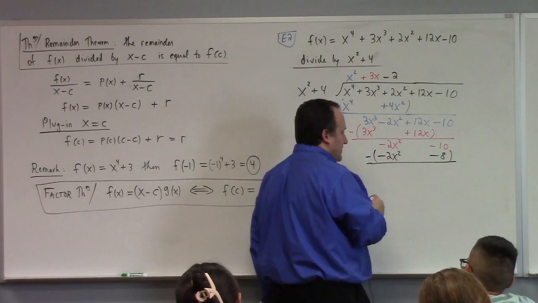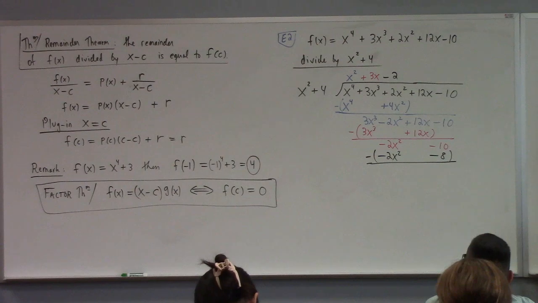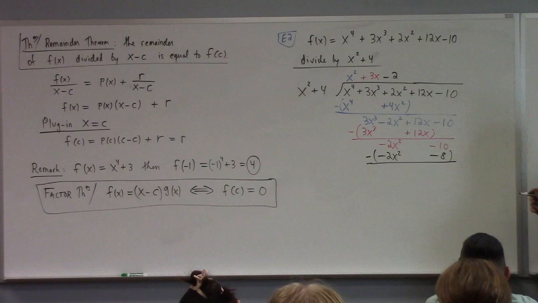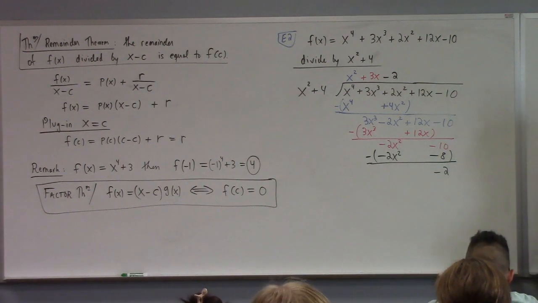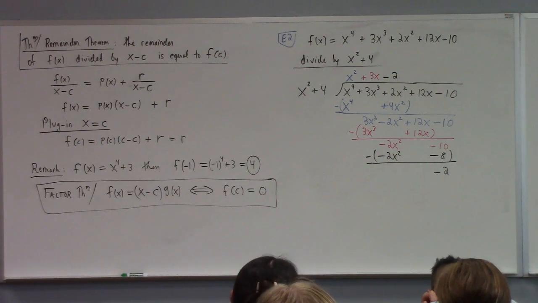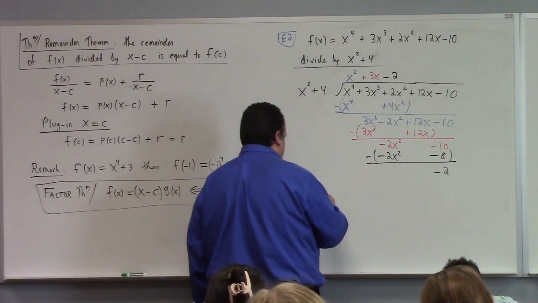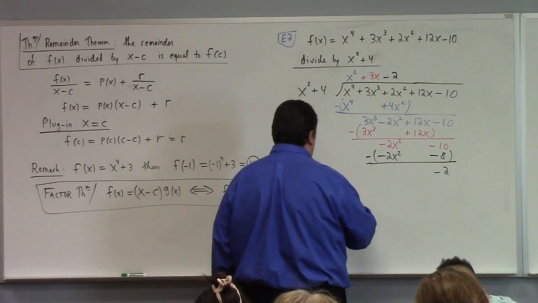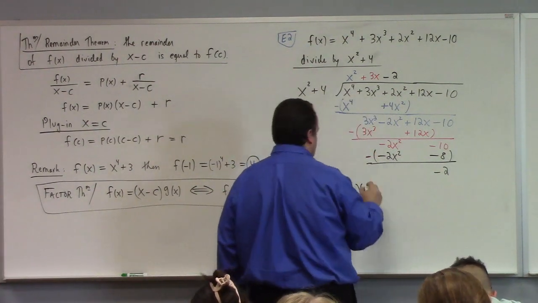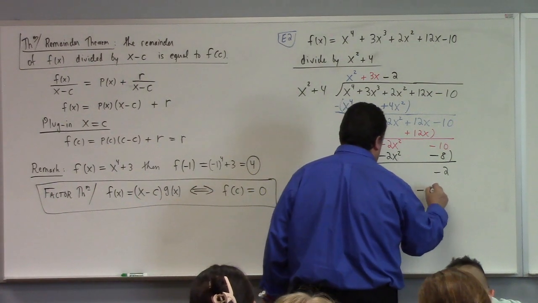12? Not quite. Try again. Oh, sorry. What's that? 2? Yeah. Oh. Minus 2, right? Minus 2. My mistake. It's okay. Now, what does this all mean? This means that we can write f of x as equal to x squared plus 4 times x squared plus 3x minus 2, plus minus 2.